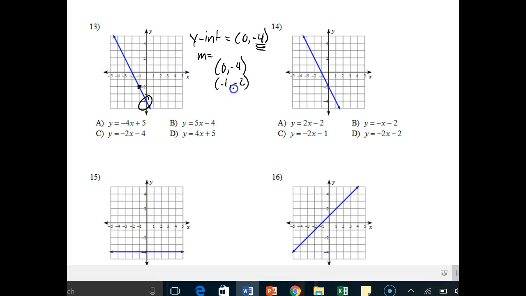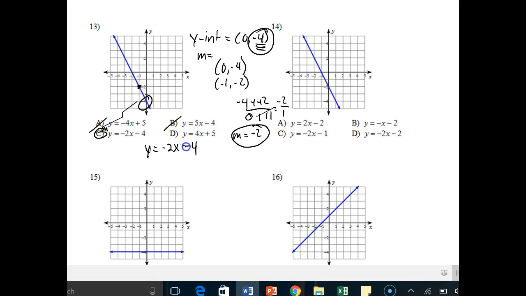-1, -2. Right, so now we just find the slope. -4 minus -2 over 0 minus -1. So minus a negative becomes plus, we get -2 over 1, so our slope is -2. So now that we have our b of -4 and our slope of -2, we want to put those together, and y equals -2x minus 4. So C is your answer. A is incorrect because it's definitely got the wrong y-intercept. B is incorrect because it's got a positive slope and this is a negative slope. D is incorrect because it's got a positive slope and the wrong y-intercept, so doubly incorrect.